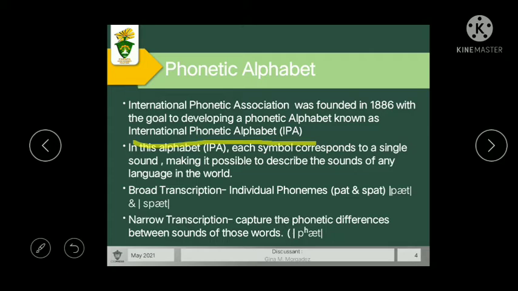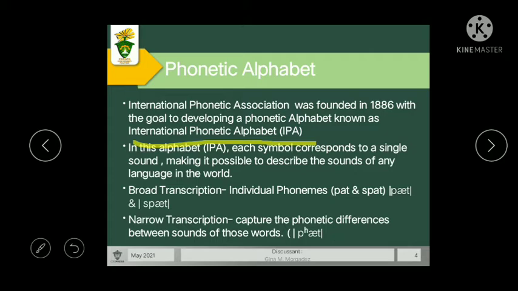Again, as stated a while ago, this alphabet, the IPA, corresponds to a single sound, making it possible to describe the sounds of any language in the world. In the making of the IPA, it went through several revisions, with the most recent version established in 2005. So again, in this alphabet, each symbol corresponds to a single sound, making it possible to describe the sounds of any language in the world.